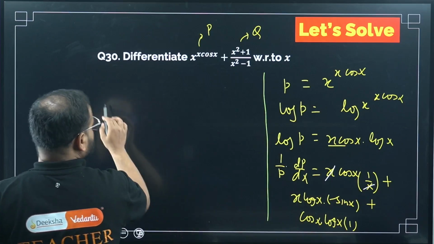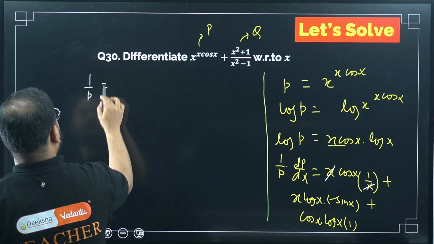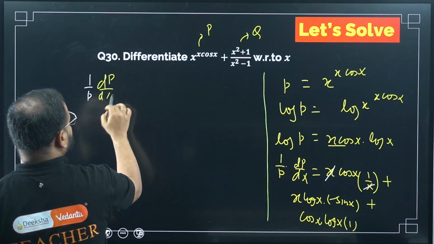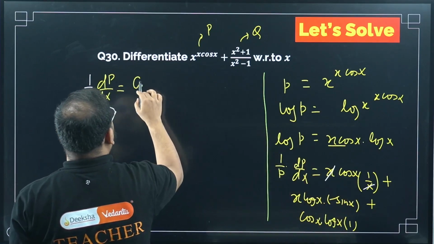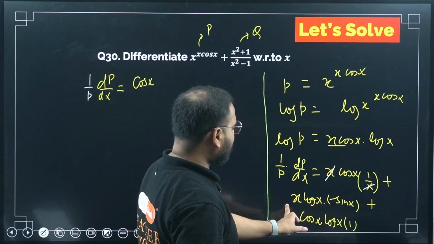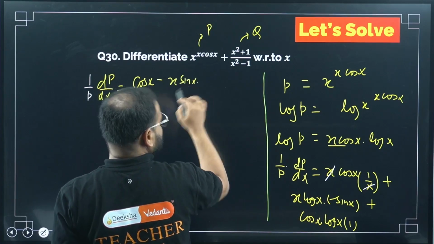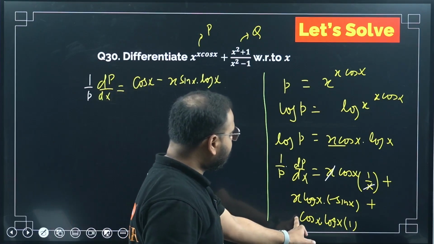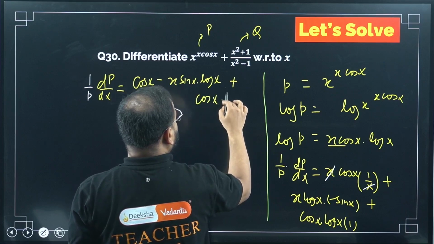What is my answer now? So I'm getting this as 1 by p dp by dx equals to, what is it? First line you see? Cos x, simply cos x, because x and x is cancelled. So cos x plus sine, okay, there's a minus sign here, minus sine x. So minus sine x minus x sine x and log x is also there. Okay. What is the last step? Simply plus cos x log x.